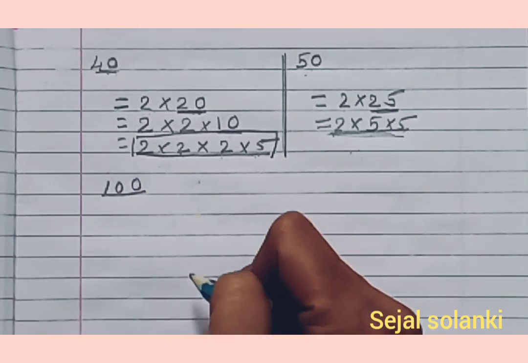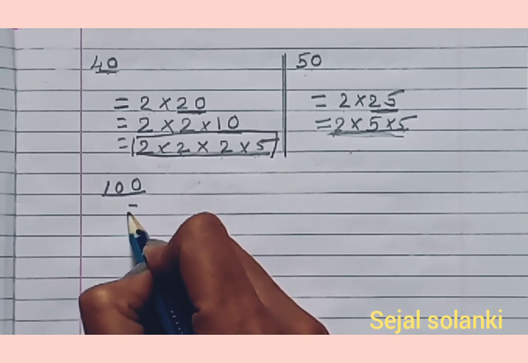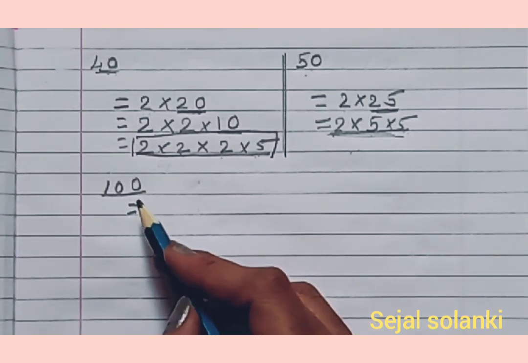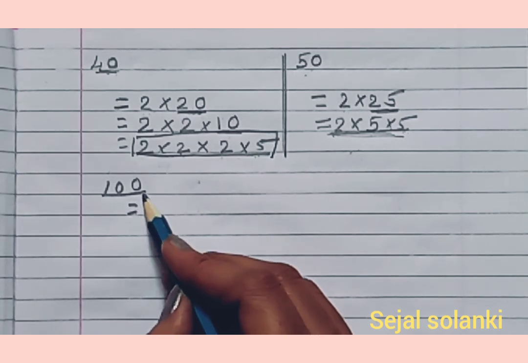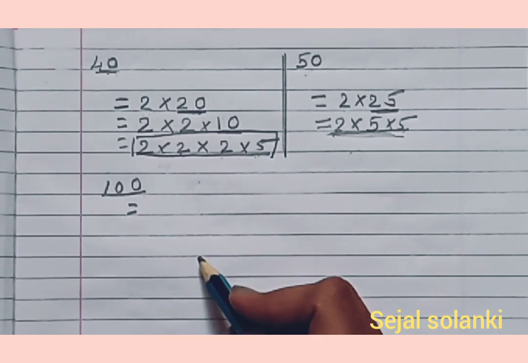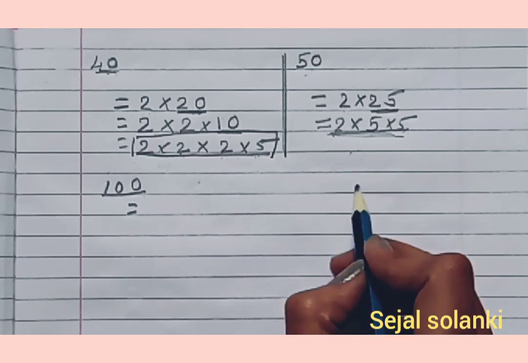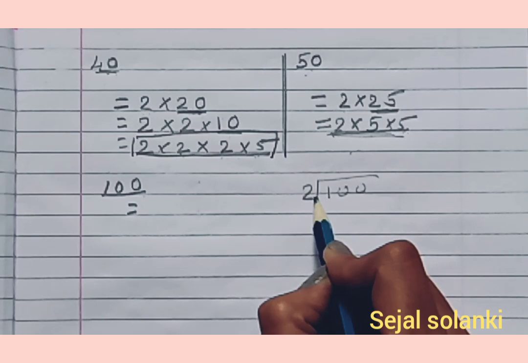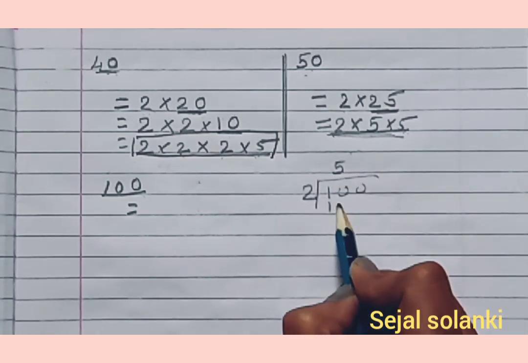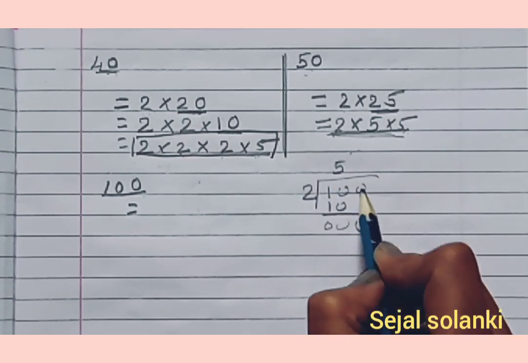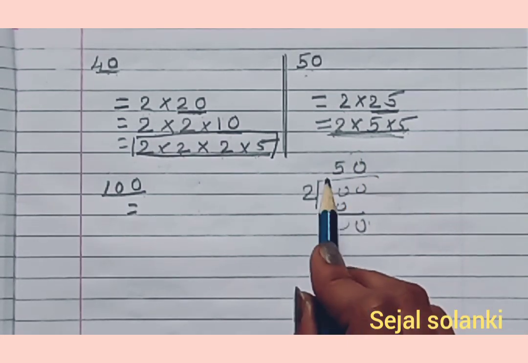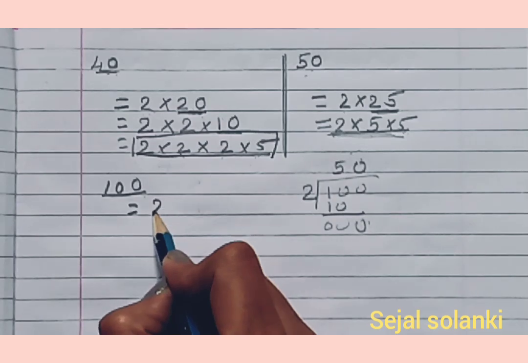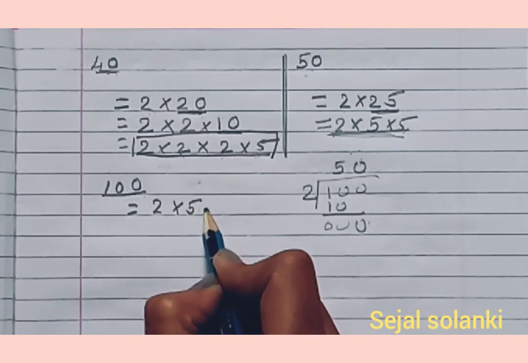100. Now 100 is a little bigger number. No problem. First we will check even or odd. It is an even number. 0 is in the ones place, so it can be divided by 2. It's a big number, but no problem, easily you can divide. Divide 100 by 2. 2 5s are 10. 0 0, and this 0 we will carry up. 50. 2 50s are 100. So write here 2 multiplied by 50.